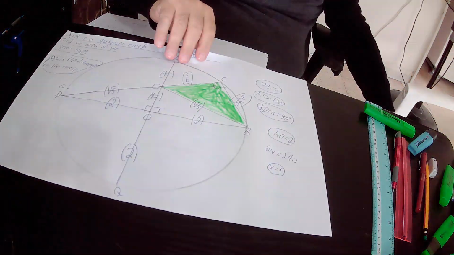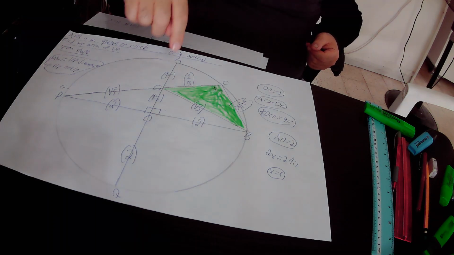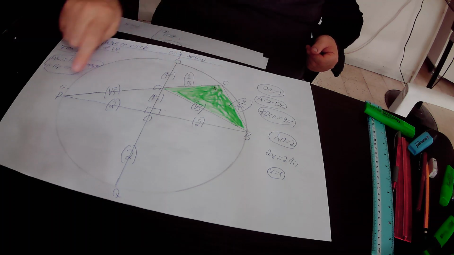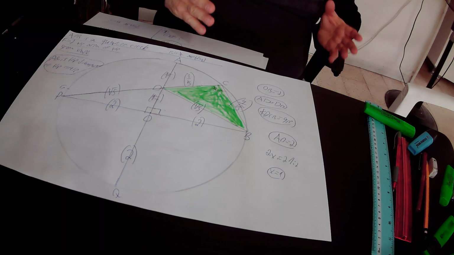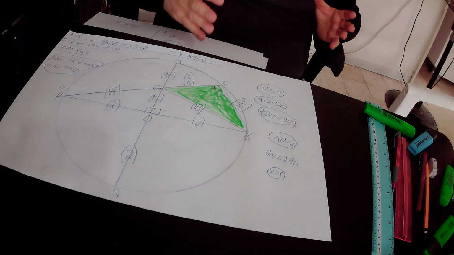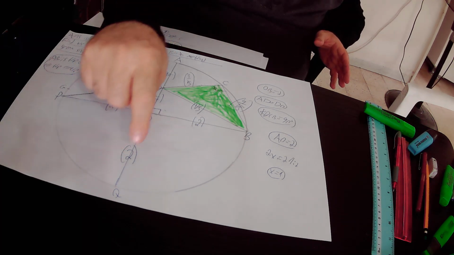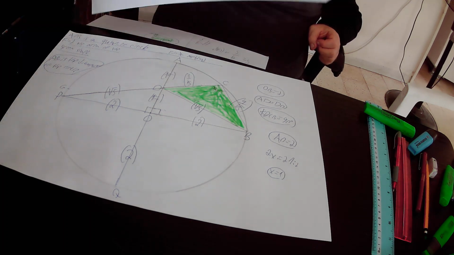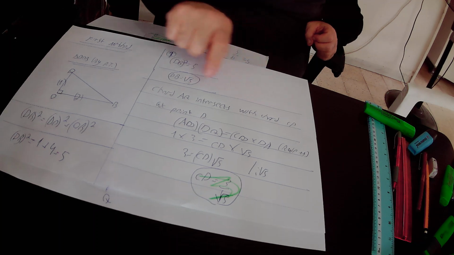We can actually implement rule 11 in our drawing. Why? Because in our drawing we have chord AQ that intersects with chord CP at point D. Whenever we have two chords that intersect with each other in the circle, we can implement rule 11.